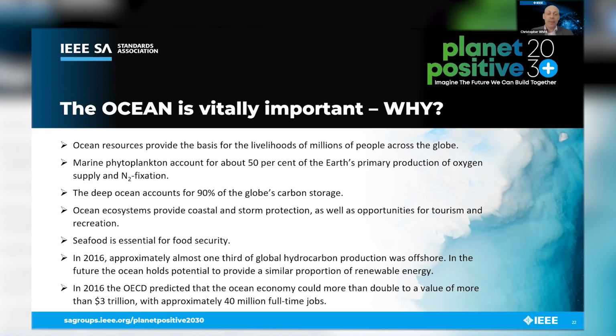also for energy security. About 1/3 of our global hydrocarbon production is from offshore, and in the future we could expect about a similar proportion of renewable energy to come from offshore. The ocean economy was predicted 7 years ago that by 2030 it could double to a value of more than 3 trillion and provide approximately 40 million full-time jobs.